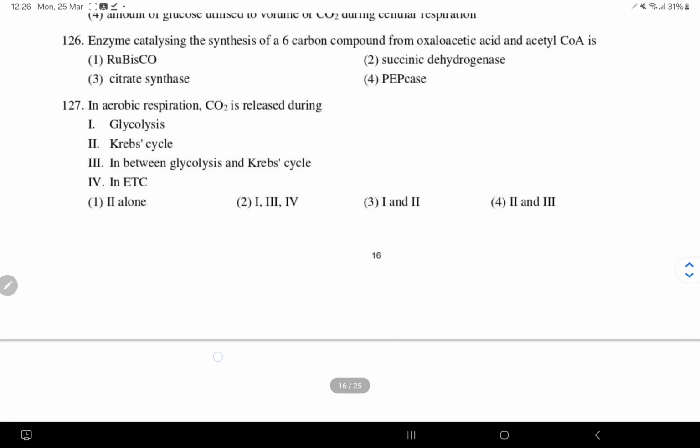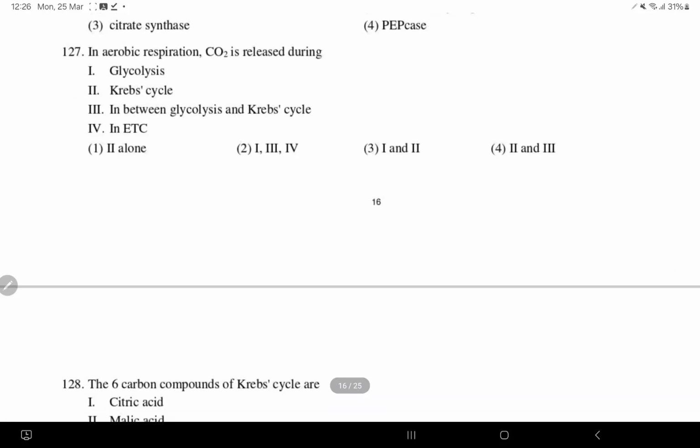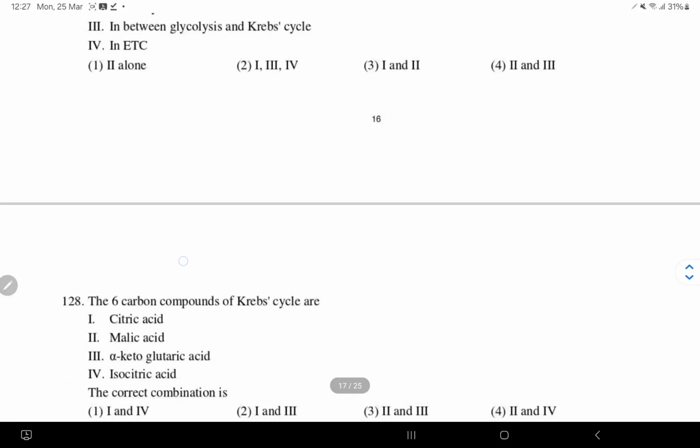Option 3. In aerobic respiration, CO2 is released during Krebs cycle. Only Krebs cycle alone, option 2 alone.